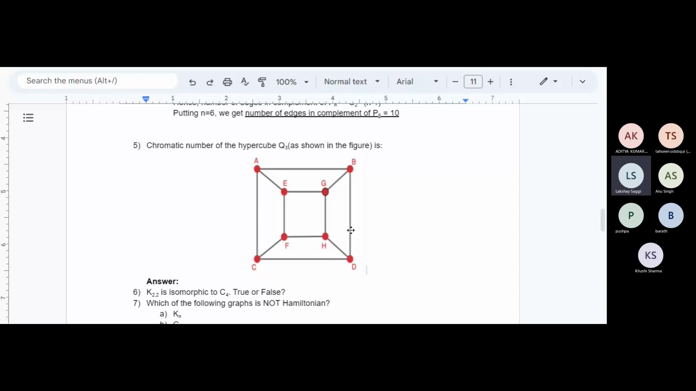So what is Aditya saying? Aditya is saying that there is an outer cycle and an inner cycle. In the outer cycle, A and D can have the same color, and B and C can have the same color. Similarly, in the inner cycle, G and F can have the same color, and E and H can have the same color. So dividing it into 4 groups, let's say we allot one color to A and D, another color to B and C, a third color to E and H, and a fourth color to G and F.